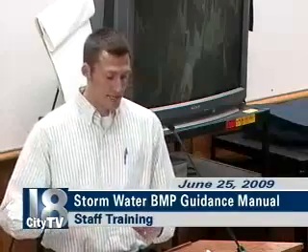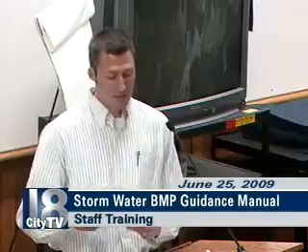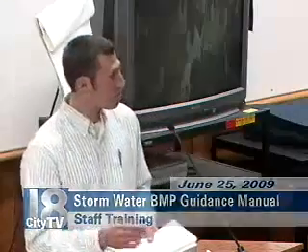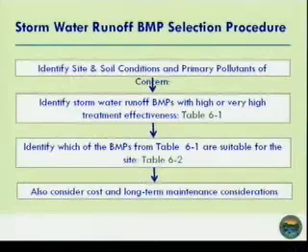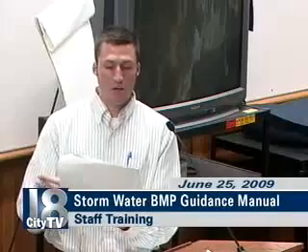Moving on to the next table, Table 6.2. It's a second BMP selection matrix. The first one said which BMPs are most appropriate for which pollutant categories. This one is now which BMPs are most appropriate for which site constraints. So you look across the top. Again, you've got your BMPs on the left column and then your site considerations across the top row.